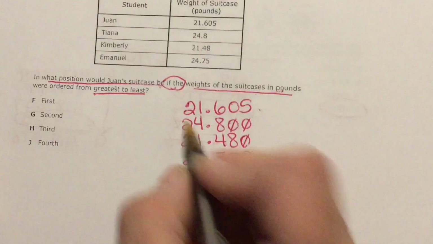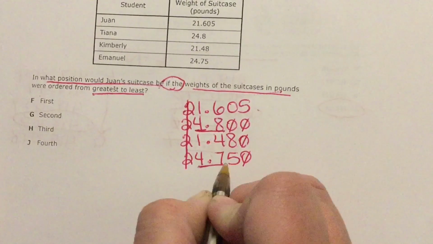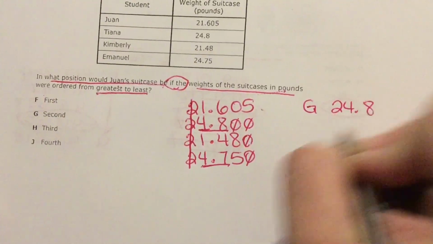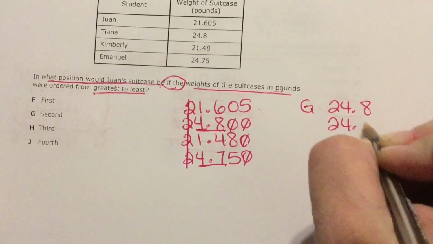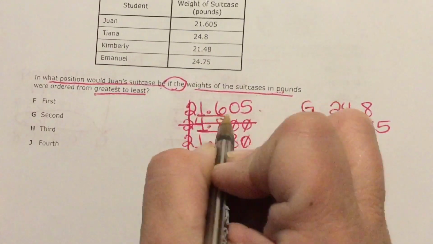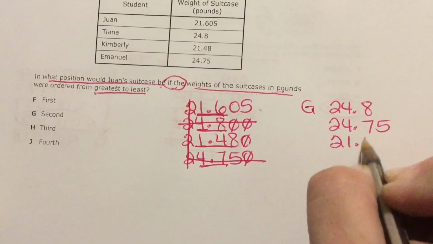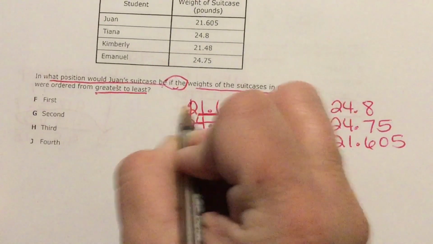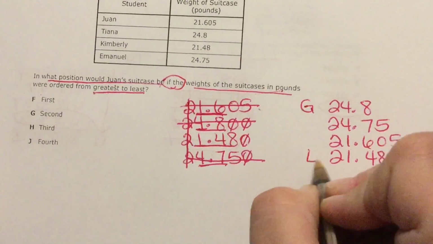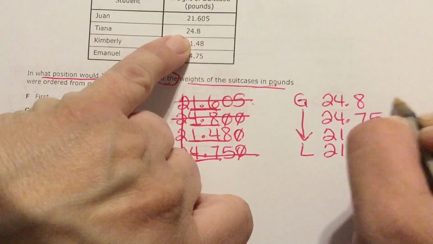All right, so we're going greatest to least. So 2, 2, 2, 2 is all the same. 4 and 4 are the biggest. So 4.8, 4.7. So greatest is going to be 24 and 8 tenths. And then 24 and 75 hundredths. And then we have 21 and 21. So 1 6 and 1 4. 1 6 is going to be the biggest. So 21 and 605 thousandths. Followed by 21 and 48 hundredths. So we went from greatest to least. So 24.8 was Tiana.